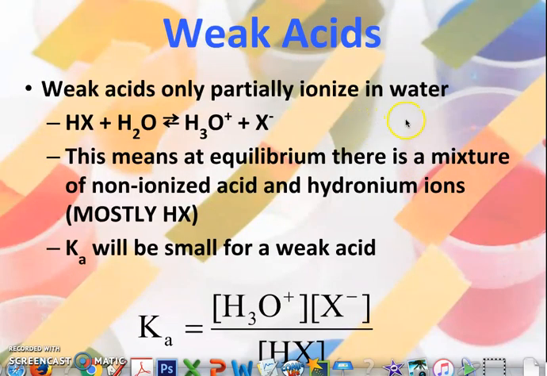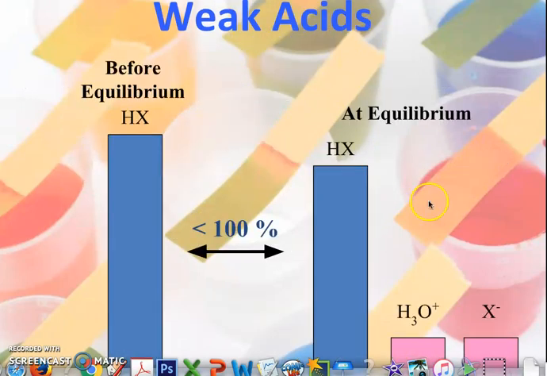But again, for our weak acids, only partially ionizing in water, meaning at equilibrium, we are going to have mostly the whole acid molecule and a very small percentage of these products that we see right here. Here's the graphical version of that.